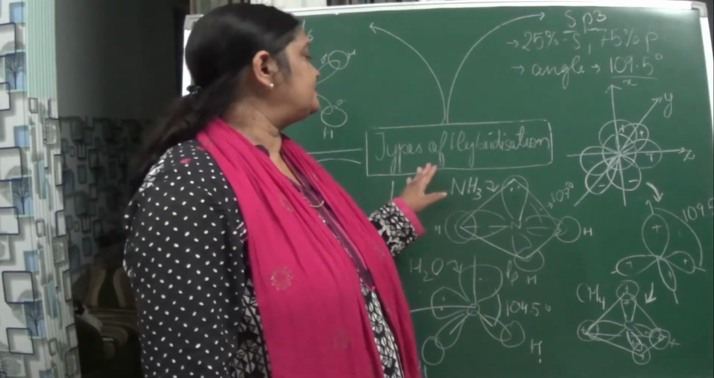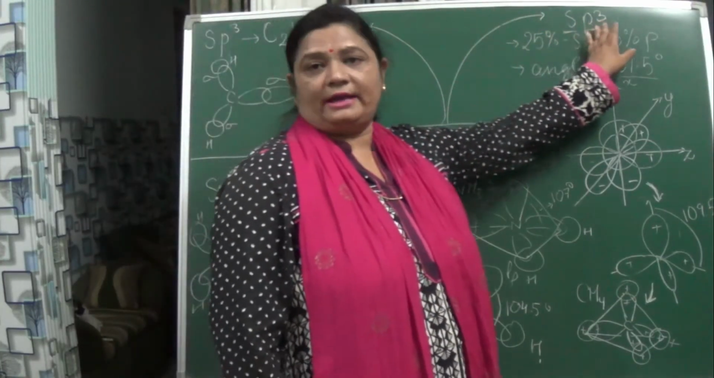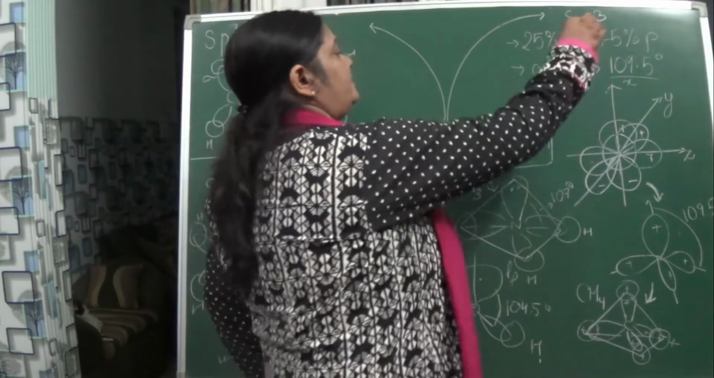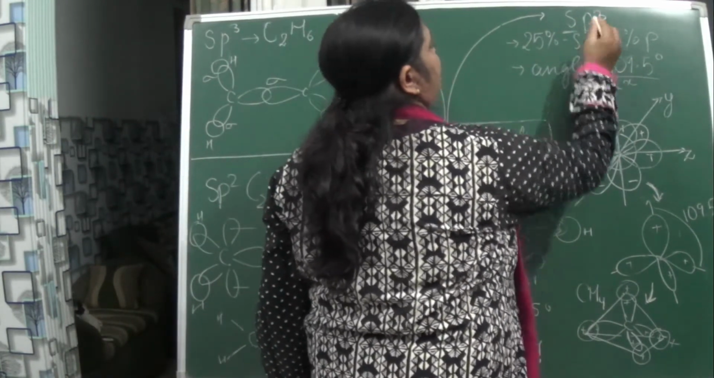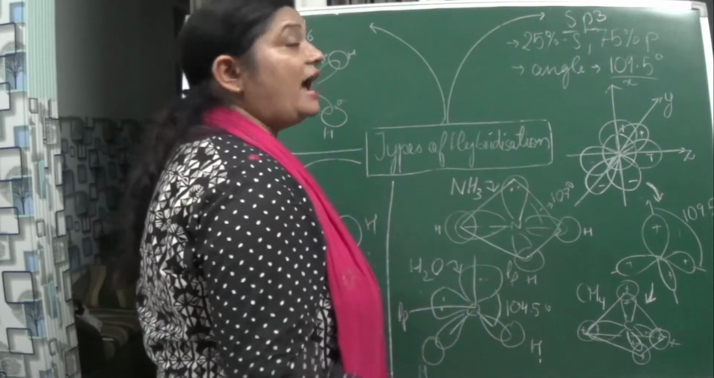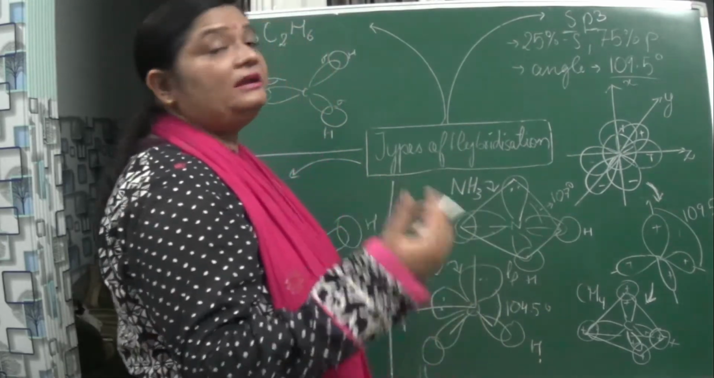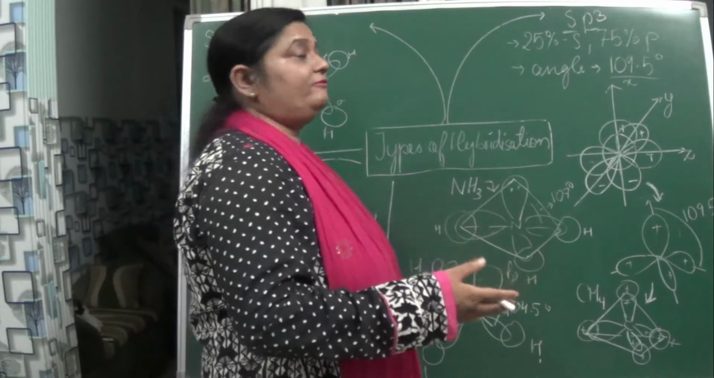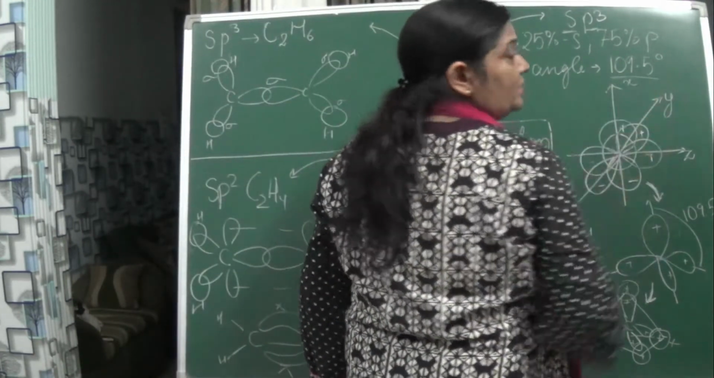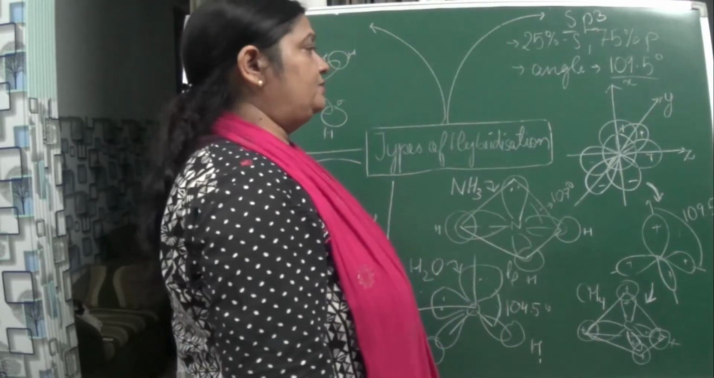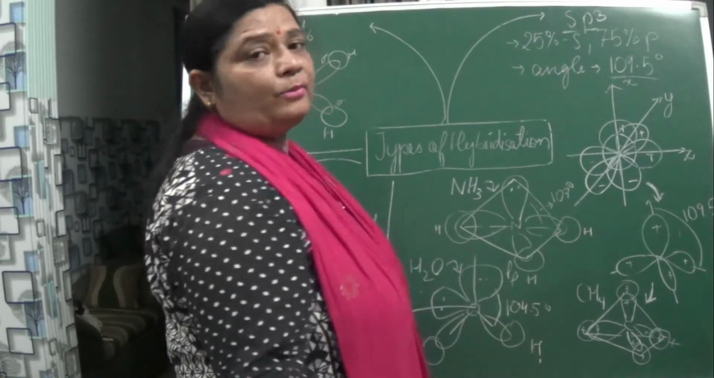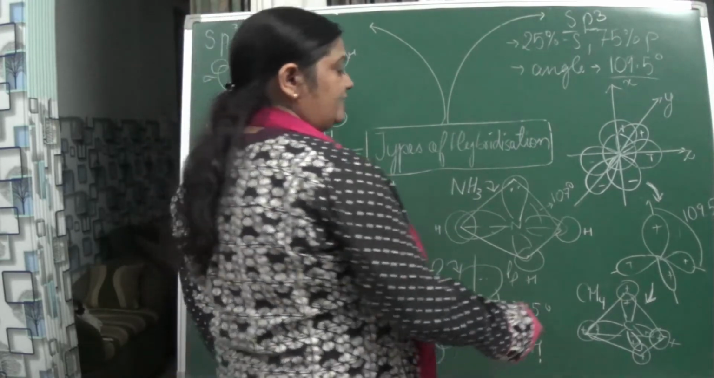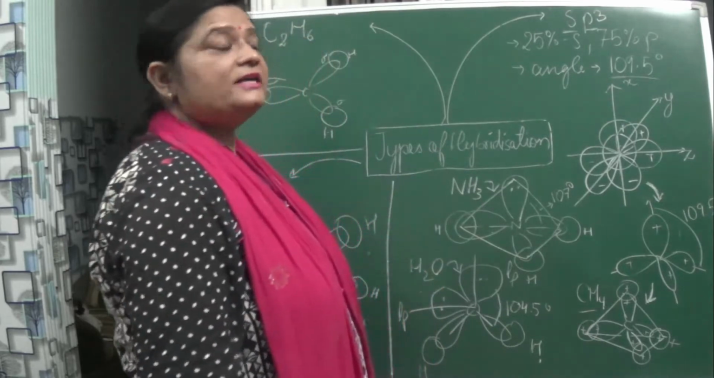Now coming to the next type of hybridization, it is sp3 hybridization. The s character it will have is only 25%, and p it will have 75%. The angle which it typically makes is 109.5 degrees. Let us understand with the help of the methane molecule. The formula of methane is CH4.